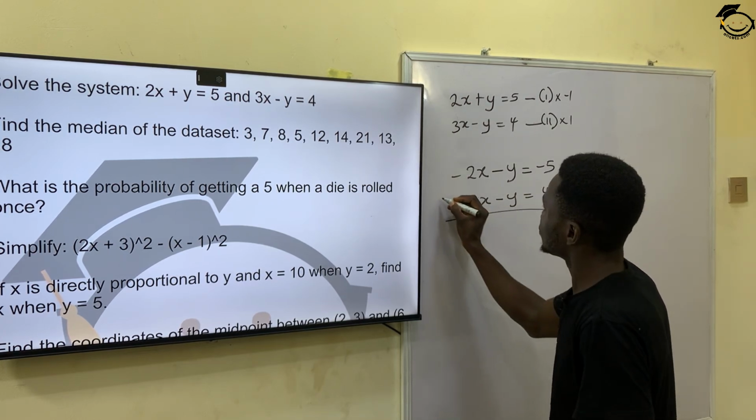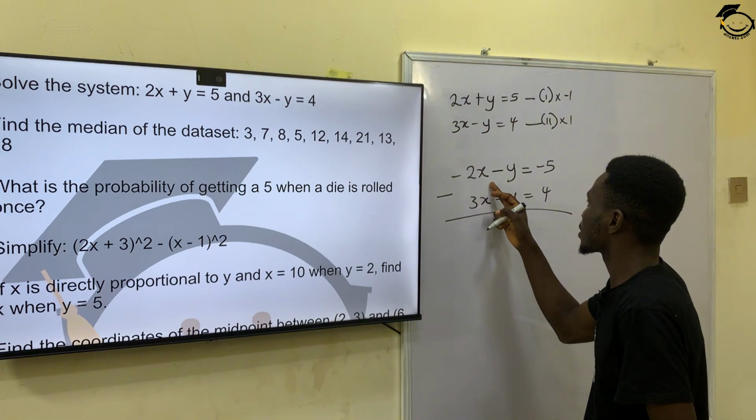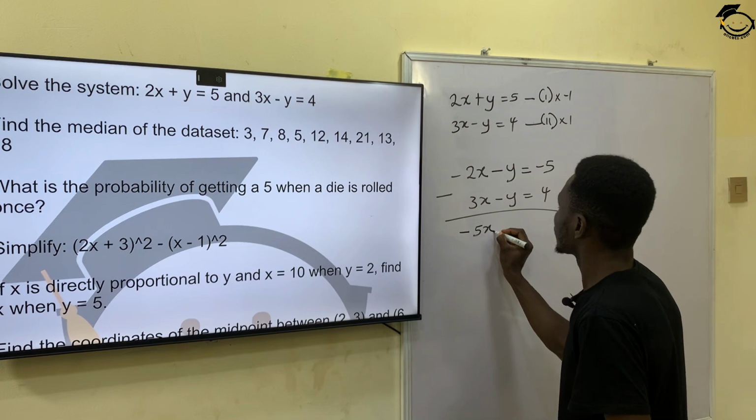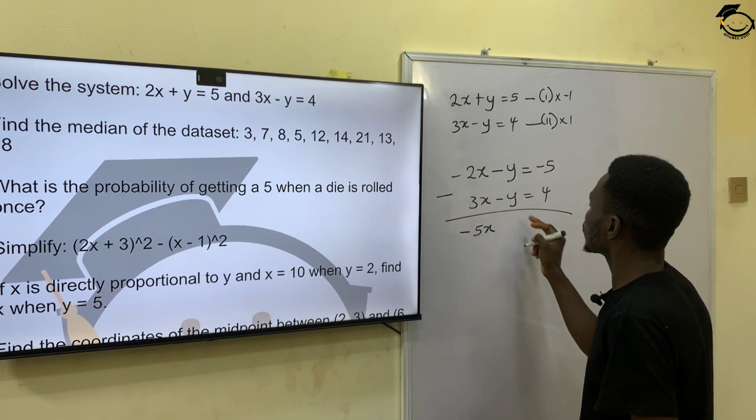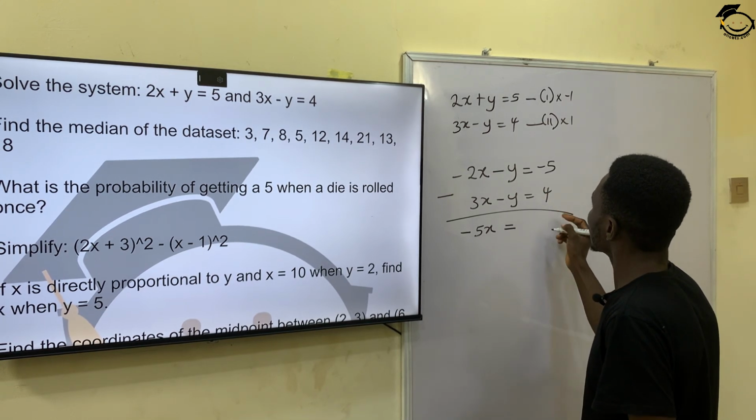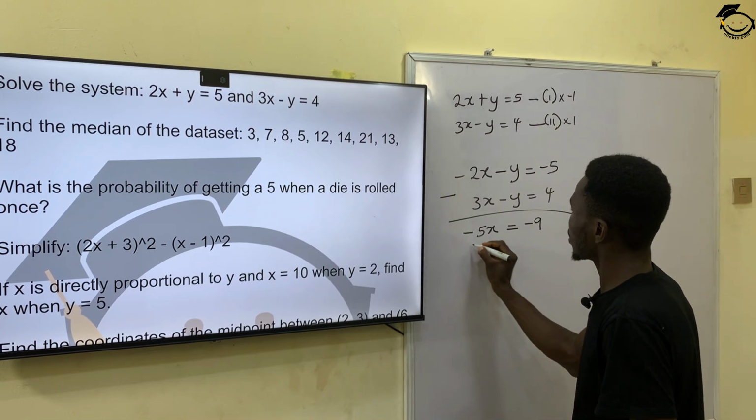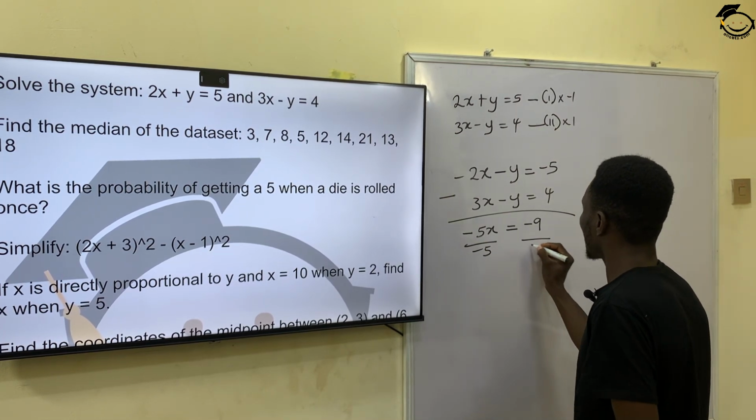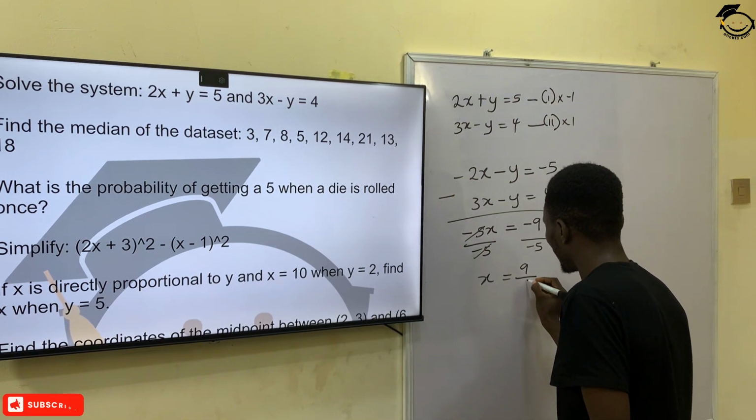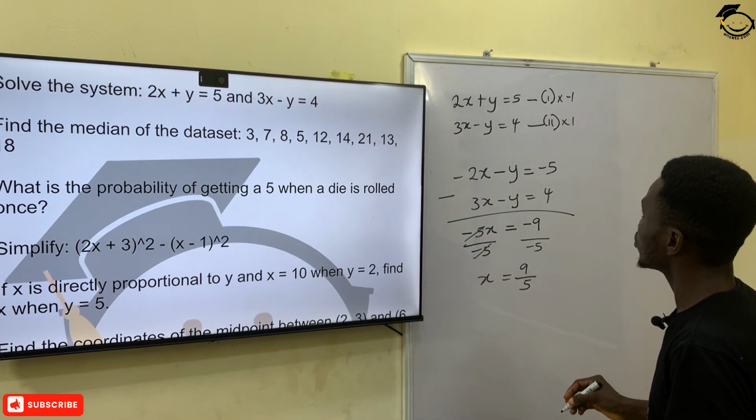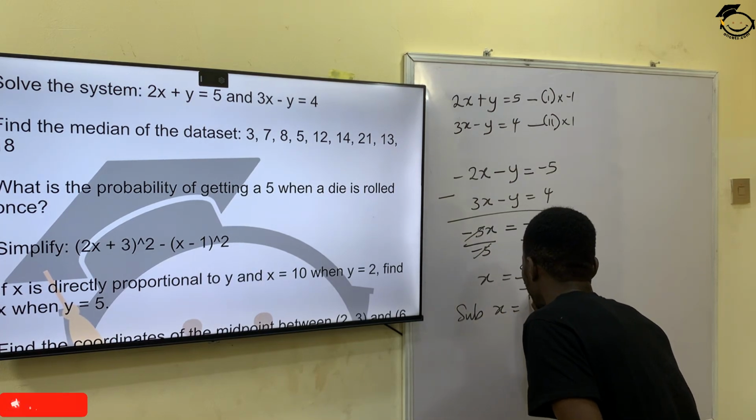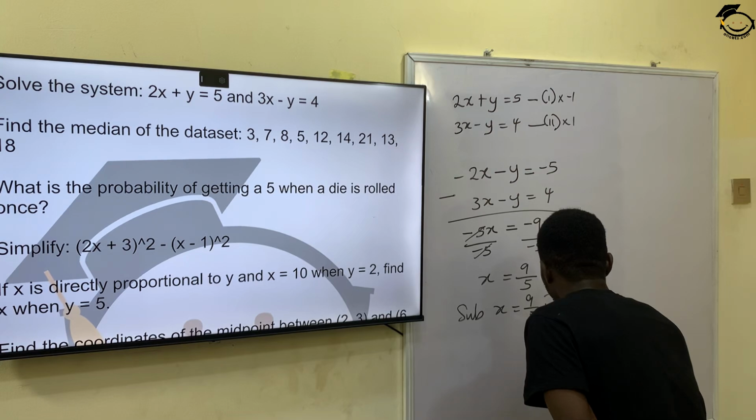So I will eliminate. Minus 2x minus 3x will give us minus 5x. Minus y minus y will give me 0. This will give me equal to minus 5 minus 4, which is minus 9. So I'll divide both sides by minus 5. This means that my x is equal to 9 over 5. So I will substitute this into any one of the equations. So I will sub x equals 9 over 5 into equation 1.